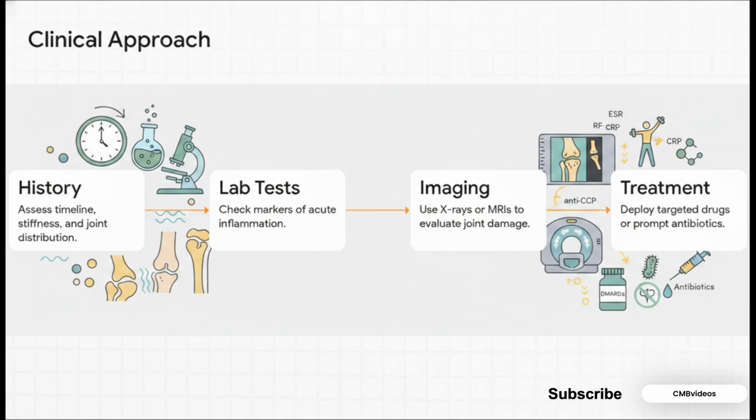Step 1 is always the history and physical exam. The doctor assesses the chronology. Is it acute? Is it chronic? They check the duration of that morning stiffness and map out the exact joint distribution. Are we talking symmetrical small joints like rheumatoid arthritis or asymmetrical weight-bearing joints like osteoarthritis?